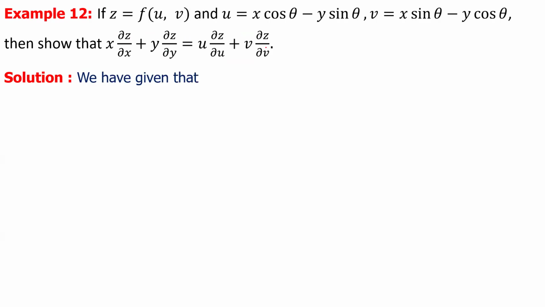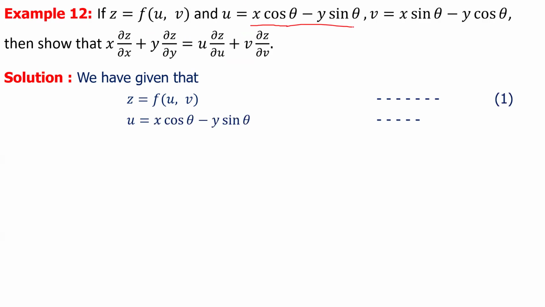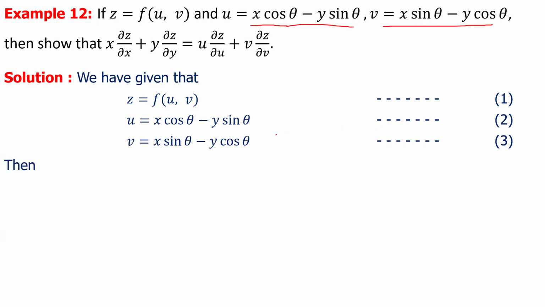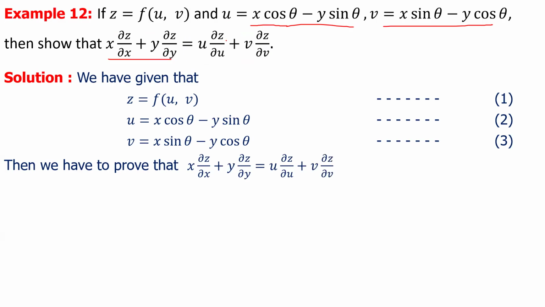We are given that z is equal to f of u, v, or z is a function of u and v. Let us call it equation number 1. Similarly, u is equal to x cos theta minus y sin theta, and v is equal to x sin theta minus y cos theta. Let us call these equations 2 and 3. Then we have to prove that x ∂z/∂x plus y ∂z/∂y is equal to u ∂z/∂u plus v ∂z/∂v.